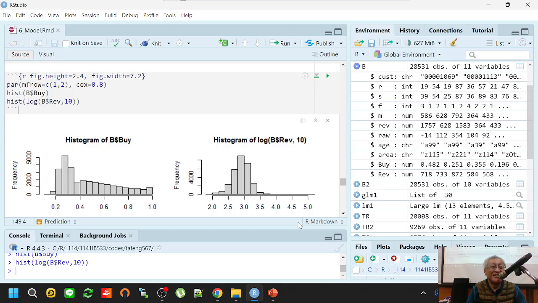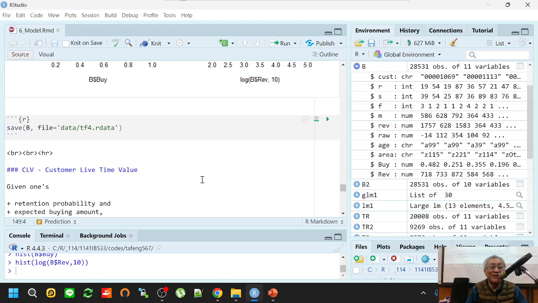So this is just to take a look at the distribution of these two prediction values. And then we can set B, because this is actually the result we want.